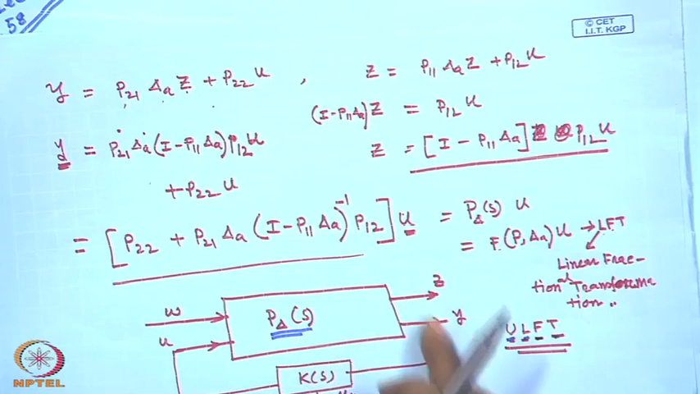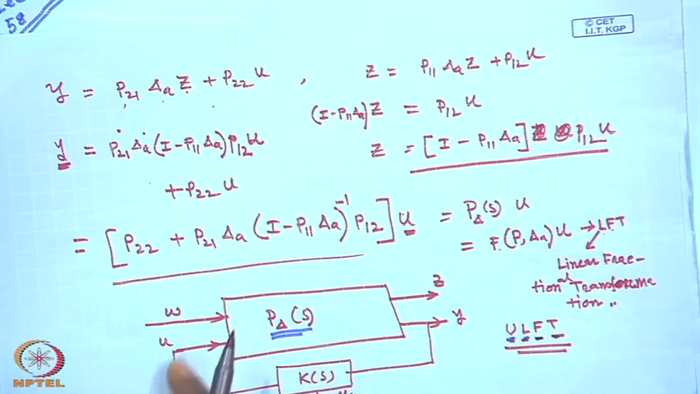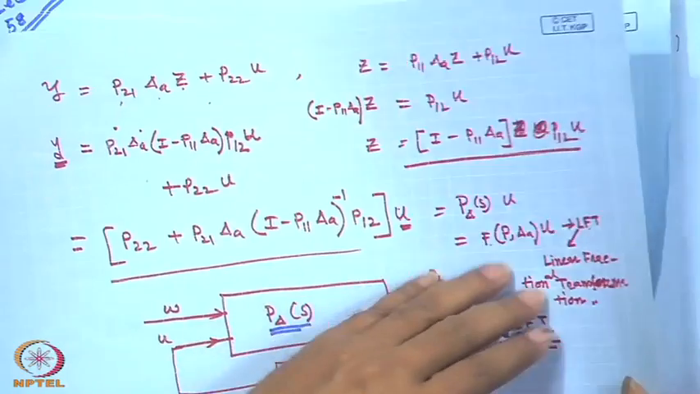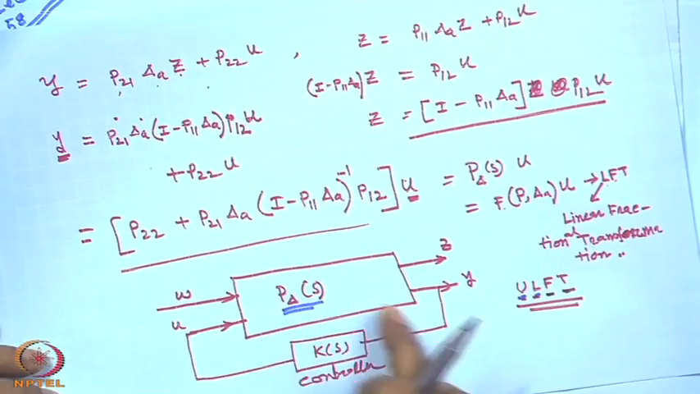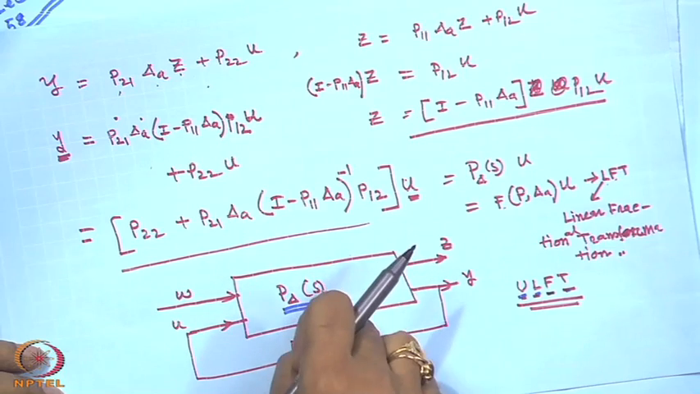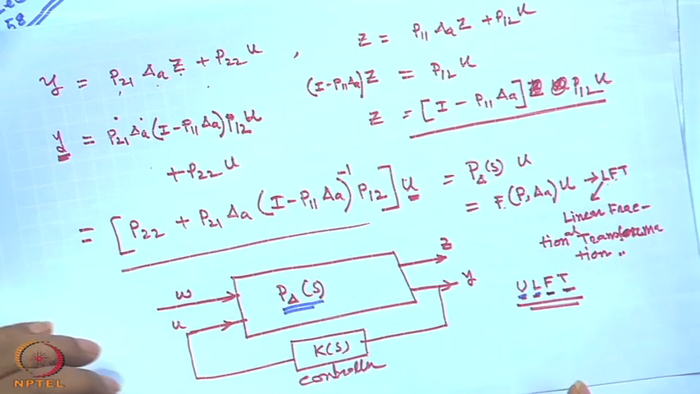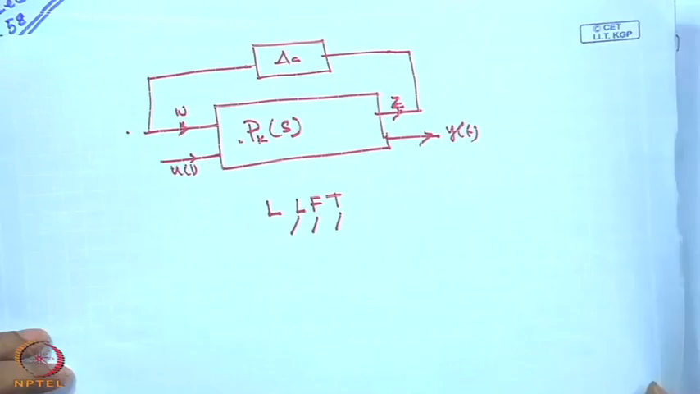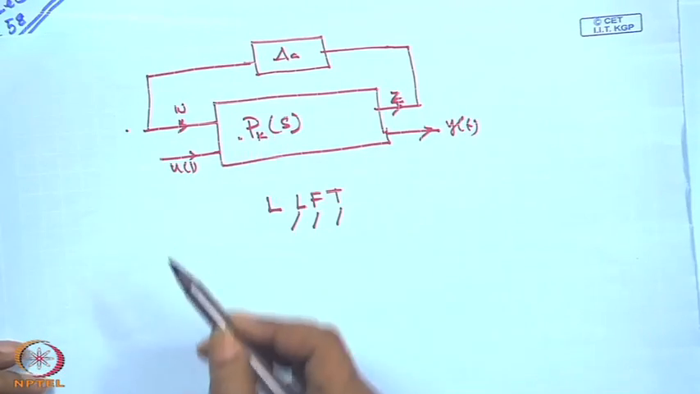Similarly, if you like to merge the lower loop to the P block, naturally that changed P block will be a function of the controller K. That will be called, again a linear fractional transformation, but this time the lower block is merged into the P block. So, it is called lower LFT. So, now we will consider that lower LFT, how to get it.